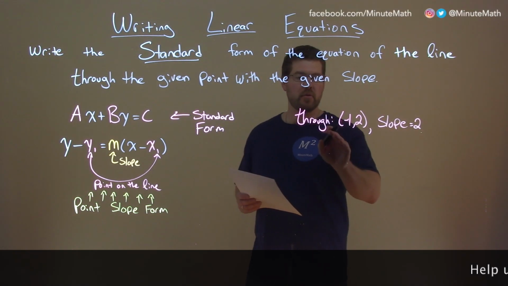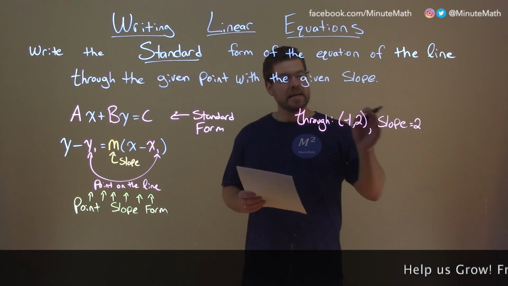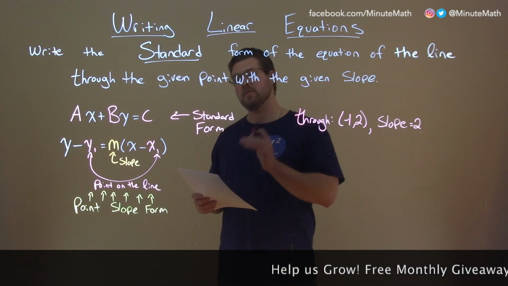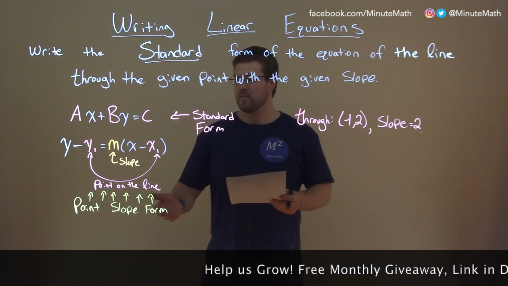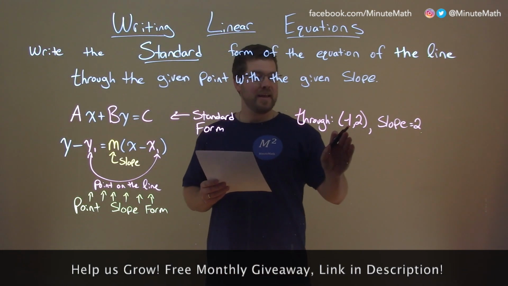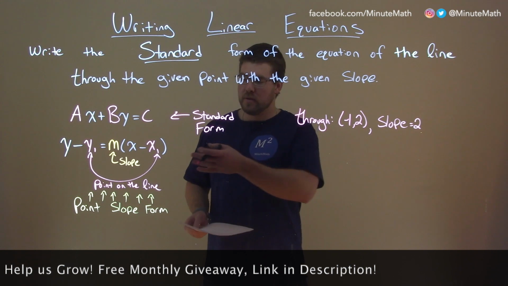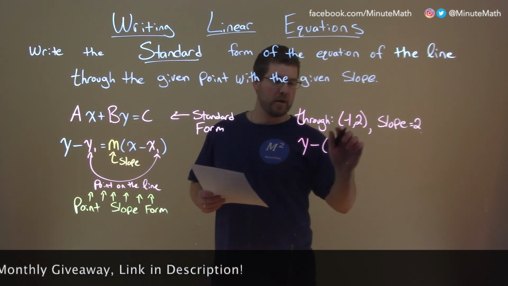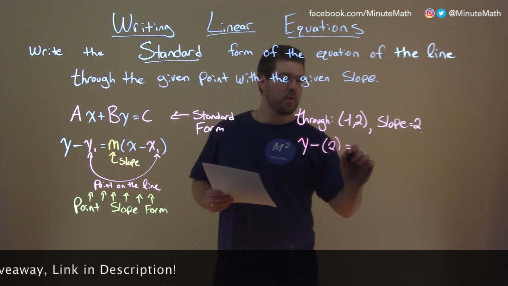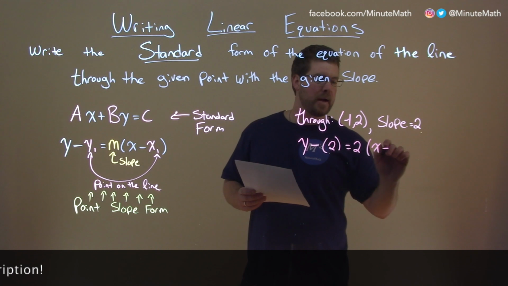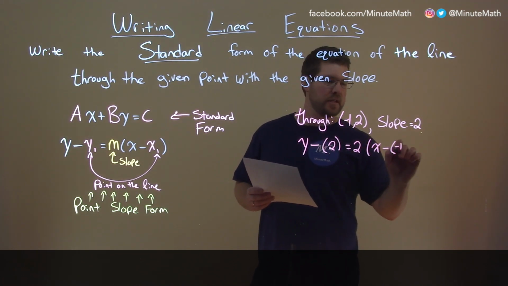This problem: through (-1, 2), and our slope is 2. And we want to write this in standard form. Our first step actually starts with point slope form. So to do that, we take this and write it in point slope form using our formula. So y minus our y1, y coordinate, 2, equals slope, 2, which is the m value, times x minus x1, which is a negative 1.